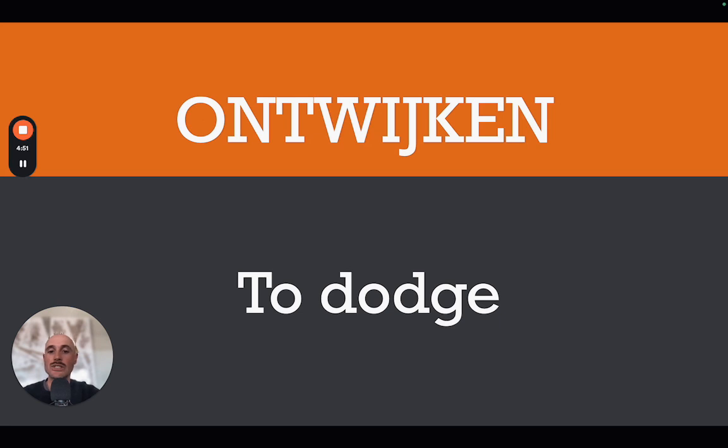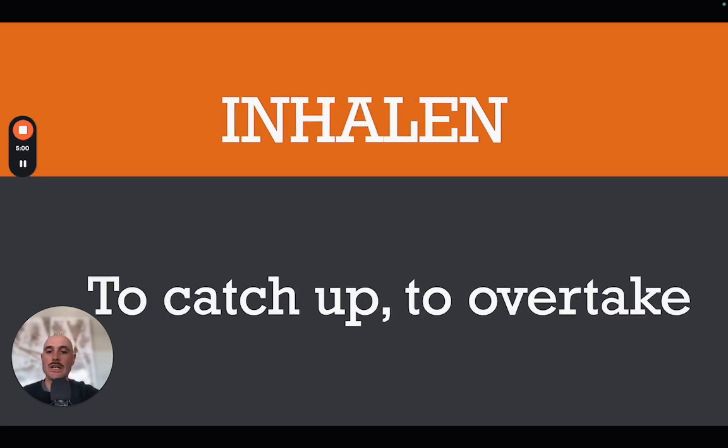We continue with ontwijken. Ontwijken is to dodge. Een kogel ontwijken, to dodge a bullet. Alright? Ontwijken is to dodge something. The next one is inhalen. Inhalen can be to catch up, but it can also be to overtake.